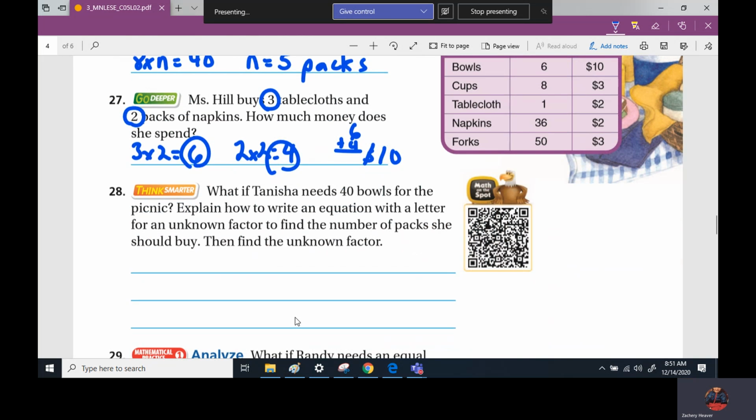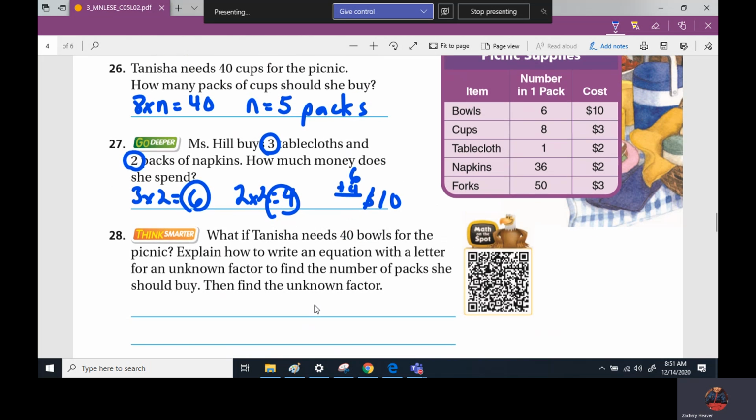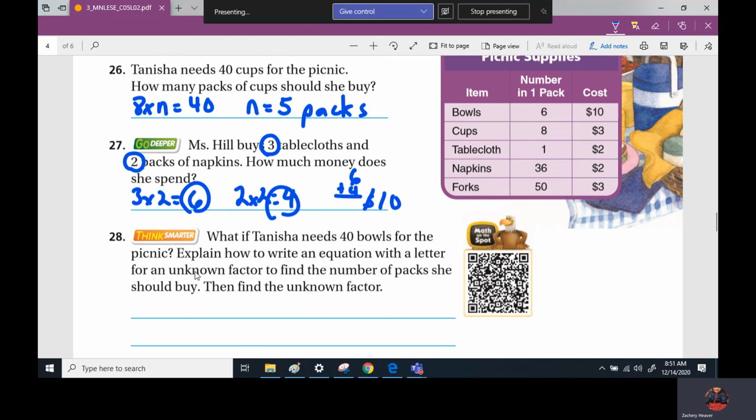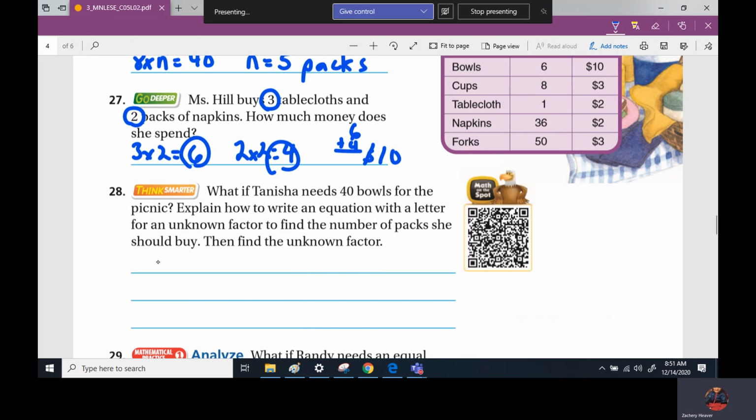It says, what if Tamisha needs 40 bowls for the picnic? Explain how to write an equation with a letter for the unknown factor to find the number of packs she should buy. Then find the unknown number. So Tamisha needs 40 bowls. There's 6 in a pack, and she needs 40. So 6 times what equals 40? Well, nothing times 6 equals 40.